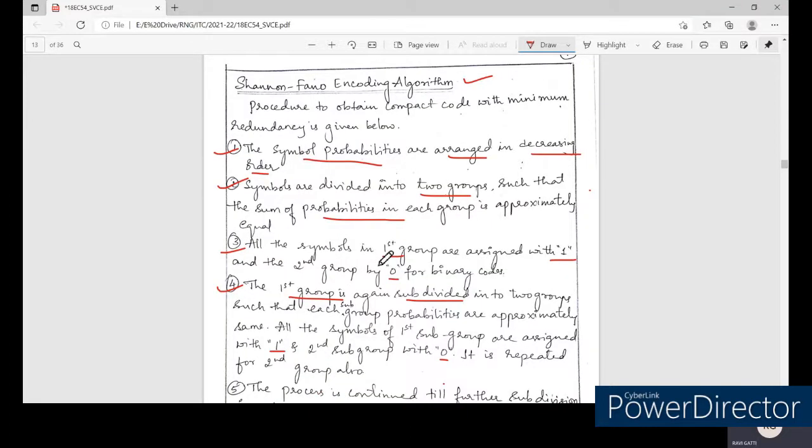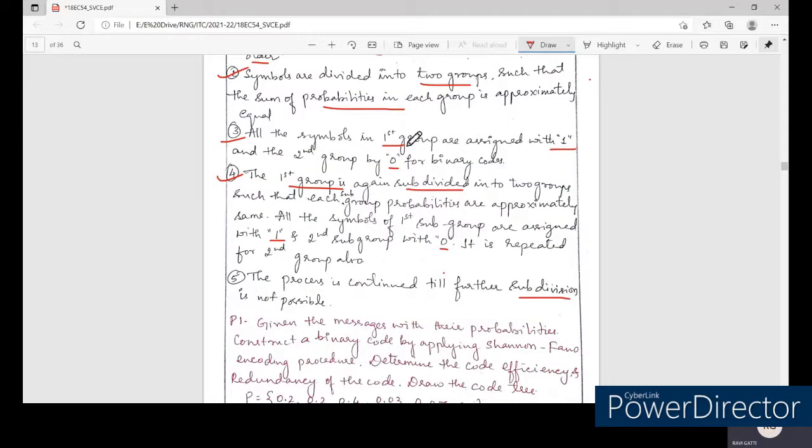Okay, I am going to summarize once again. First you arrange the source symbols in decreasing order of their probabilities. Then you make two groups, such that the sums of probabilities of the two groups are the same. For the first group you assign a value 1, and for the second group you assign a value 0. And in the next step, you select the first group and again divide it into two subdivisions. For the first division you assign the value 1, and for the second group you assign the value 0.